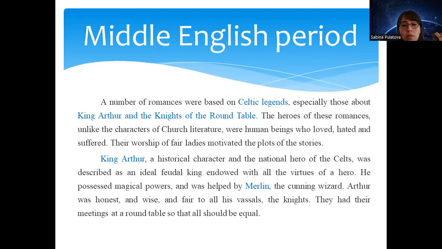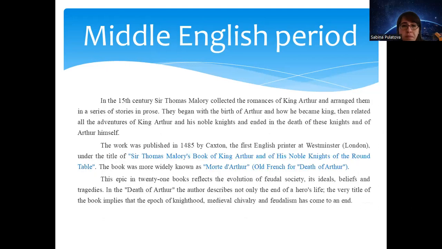He possessed magical powers and was helped by Merlin, the cunning wizard. Arthur was honest and wise and fair to all his vassals, the knights. They had their meetings at a round table so that all should be equal. In the 15th century, Sir Thomas Malory collected the romances of King Arthur and arranged them in a series of stories in prose. They began with the birth of Arthur and how he became king, then related all the adventures of King Arthur and his noble knights, and ended in the death of these knights and of Arthur himself.